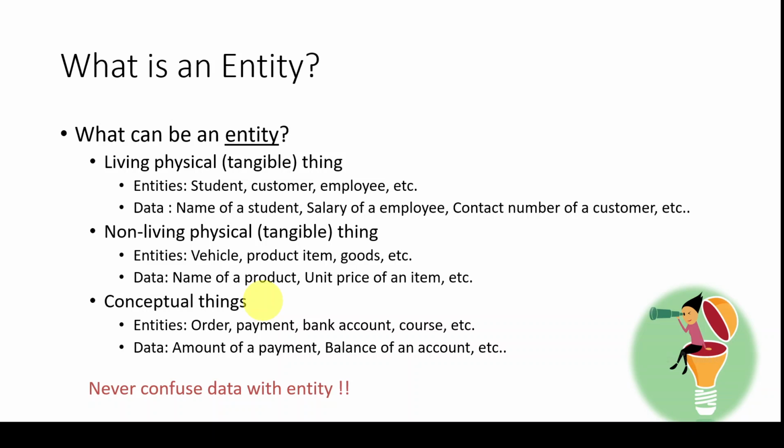Okay, it's very important that you never ever confuse entities and data, especially when it comes to the third category. When they say name, you must know that that is data. When they say account, you must know that that is an entity. It's not data. When someone says balance, it is data, not an entity.